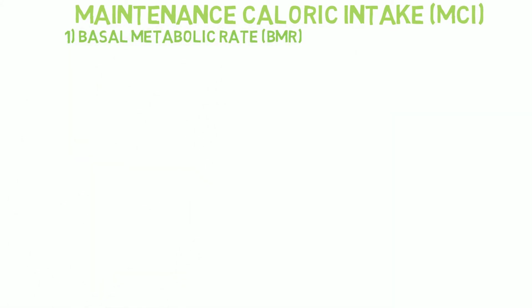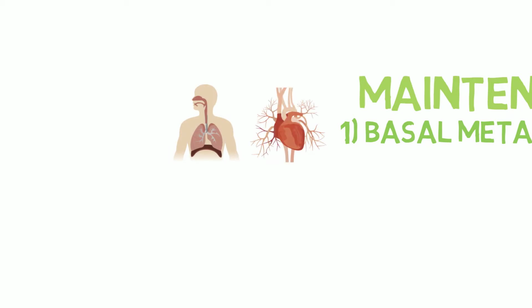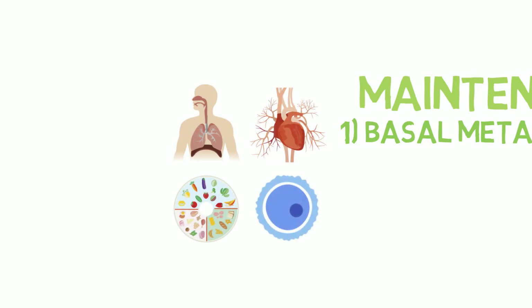To do this, there are two steps involved. First, we need to find out your basal metabolic rate, which is BMR for short. Your BMR is the number of calories your body needs per day to accomplish its most life sustaining functions, such as breathing, circulation, nutrient processing, and cell production.